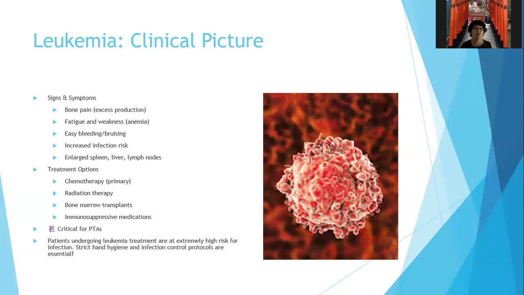And you have to develop a whole new immune system. So it's like you're a new baby with new bone marrow, and you get a whole new immune system. Immunosuppressive medications are sometimes used in leukemia because it keeps the blood marrow from making too many immature cells. It's really important to know that patients undergoing leukemia treatment are at extremely high risk for infection.